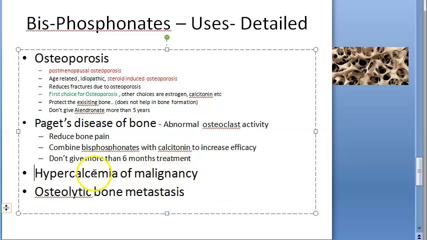Now let us move on to hypercalcemia of malignancy. Just before that, one point here on osteoporosis: if you're giving alendronate, don't give it for more than 5 years.